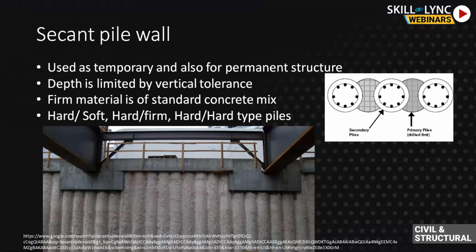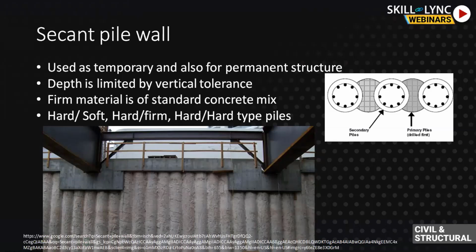Generally, the construction is done along the line of construction: the primary piles are constructed first, and then in between the primary piles, the secondary piles are constructed. For this construction, initially a guide wall is constructed at the ground level. Then, to make the alignment perfect, the primary piles are bored through. After that, the secondary piles are bored through, and the reinforcements are placed inside the pile.